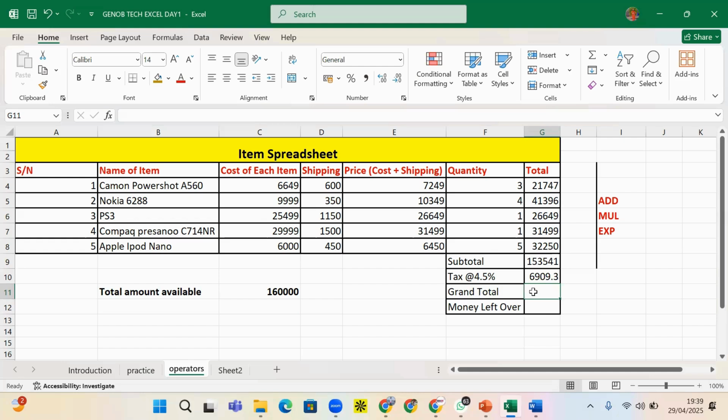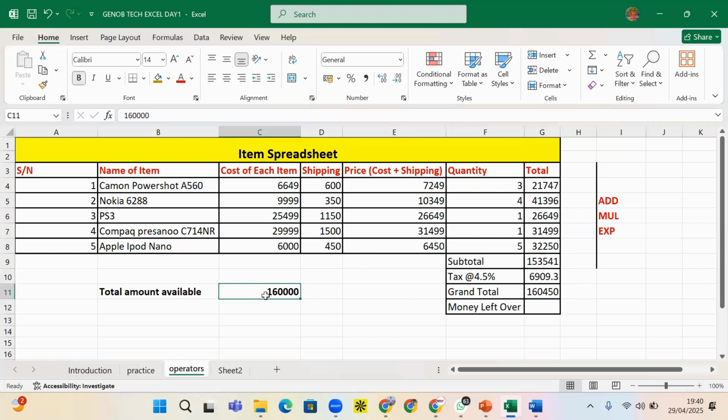Okay, grand total. How do we calculate the grand total now? The grand total is subtotal plus the tax rate, right? Or the tax will give us grand total equal to this plus the tax to give me my grand total. So this is my grand total.